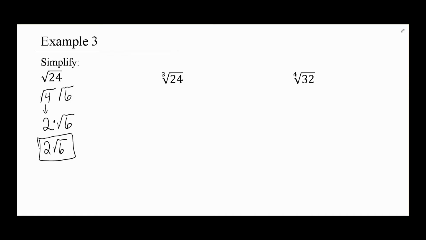Now for the second part of this example, the cube root of 24, we're looking for a cube root, and so we're looking for perfect cubes that divide evenly into 24. 27 is already too big, and so the next perfect cube is 8. And 8 does divide evenly in, so we can rewrite this as the cube root of 8 times the cube root of 3. Now the cube root of 8, we know the answer to that, that's 2. But cube root of 3, we can't simplify any further. And so that's really as good as we can get.